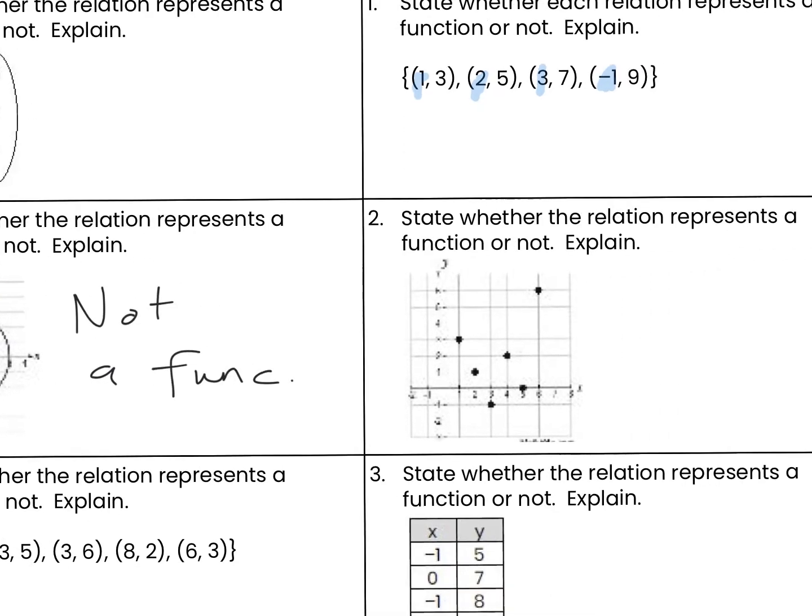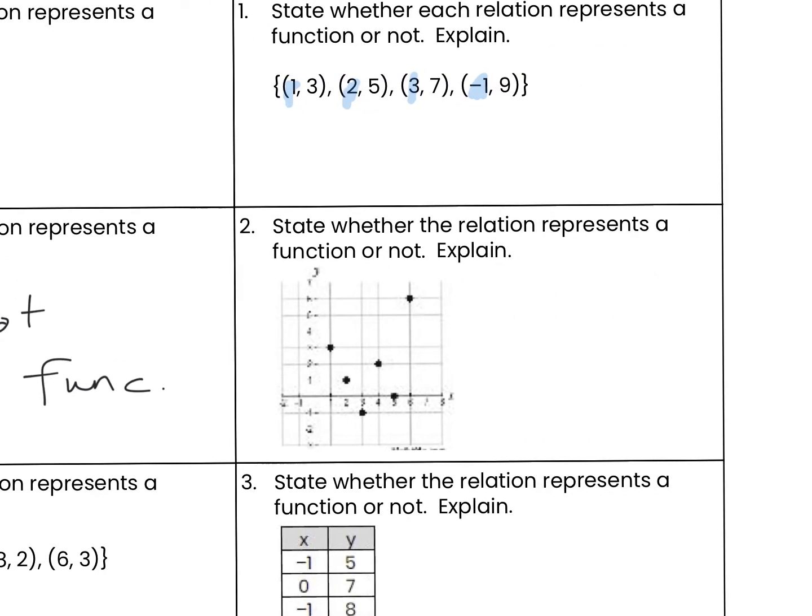Then moving over to number 2 over here, I can go ahead and draw, again, vertical lines through each of my discrete points. And I notice that each vertical line only has one black point. So yes, this is a function.